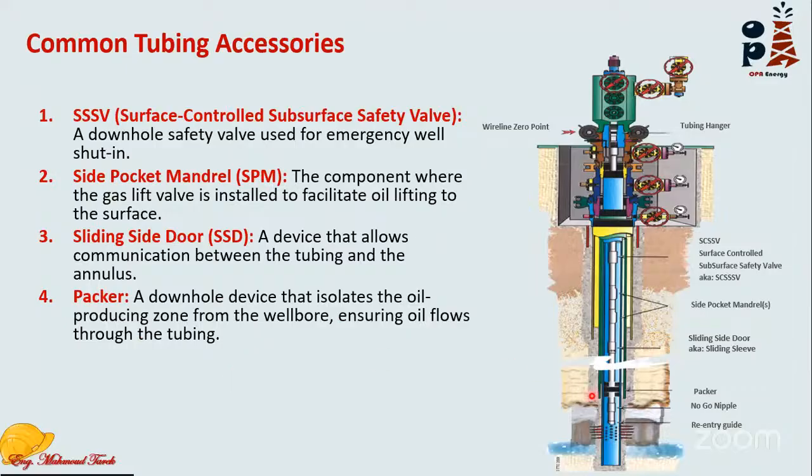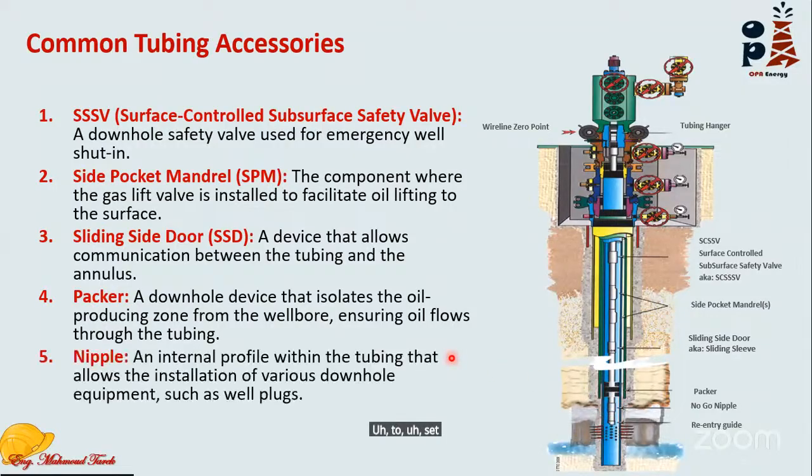And also the packer. The packer is the isolating element between the tubing and the casing, to force the flow to go through the tubing to the surface. This packer can also be set by installing a downhole plug, as we will see on the next slide, to set this production packer.